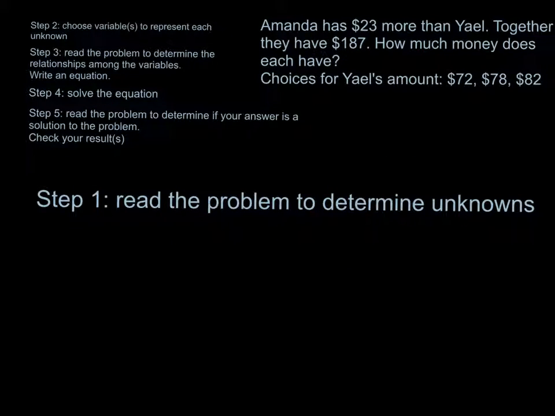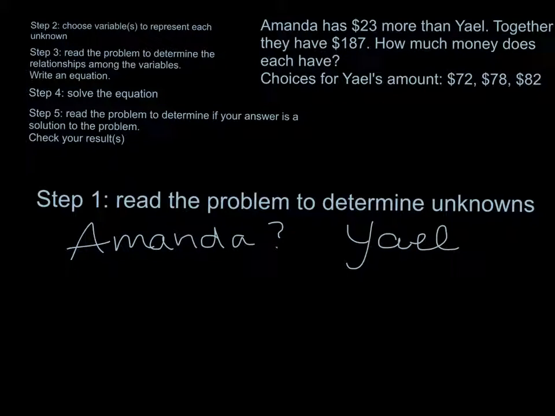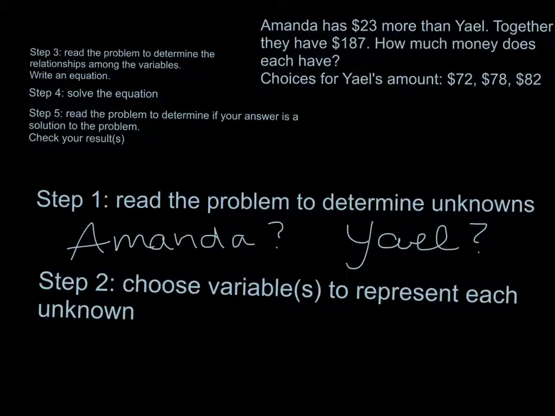To start the problem, I'm going to read specifically to figure out what I'm trying to figure out. So when I read this problem, I get some information. I know who we're talking about. I know one person's 23, something about 187. But this sentence is really what I'm going to focus on. How much money does each have? So what I'll note for myself is I'm looking for how much money does Amanda have, right? And how much money does Yael have? And that's all that step 1 is asking us to do.